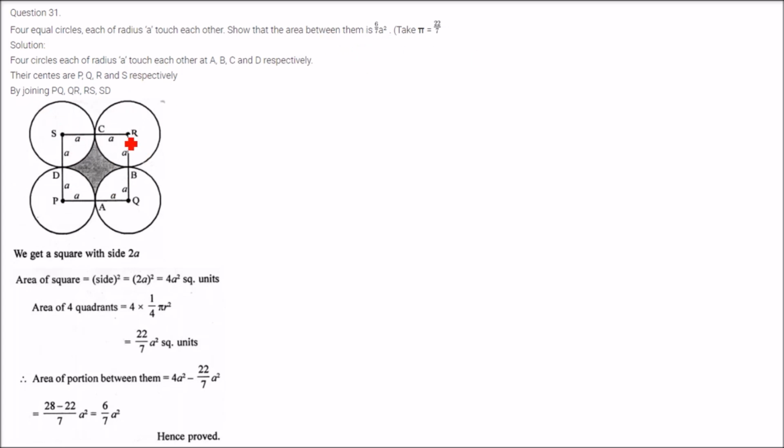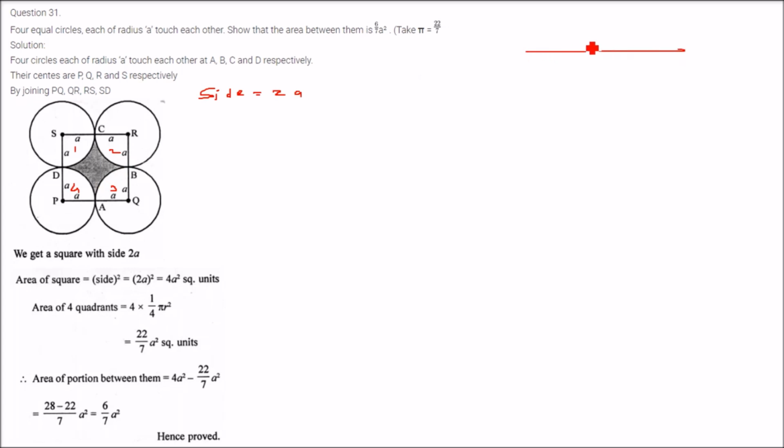So this circle, if you see the centers being joined and the radius is A, the side of the square being formed here is 2A. So what we have to do is find the area of the square and subtract these 1, 2, 3, 4 quadrants from it. But the quadrants are nothing but a circle. If you combine these four quadrants, they will make a circle only. I hope you got the idea.